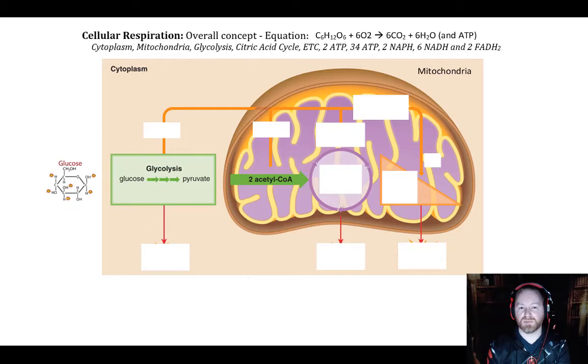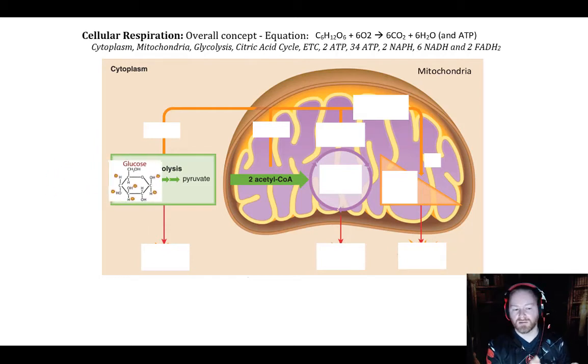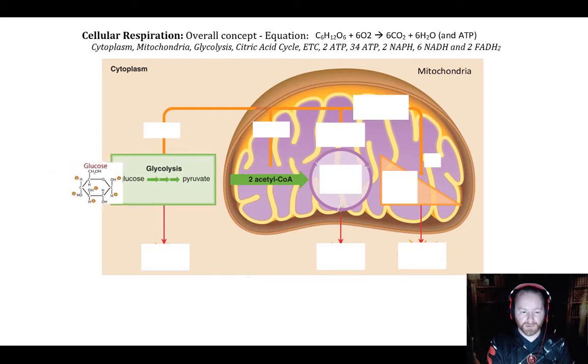Glycolysis. Lysis means to split, cut, pop. Glyco is referring to the glucose molecule. Glucose is too big to fit into the mitochondria. It needs to be broken down. I mean, it's 6 carbons, 12 hydrogens, 6 oxygens.